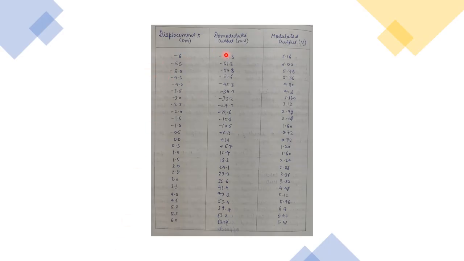Now this is the observation table we get after performing this experiment. You can see we go from -6 to 6, and we take a reading at every 0.5 centimeter for both the demodulated output and the modulated output. After that we can see how to perform this experiment through video.